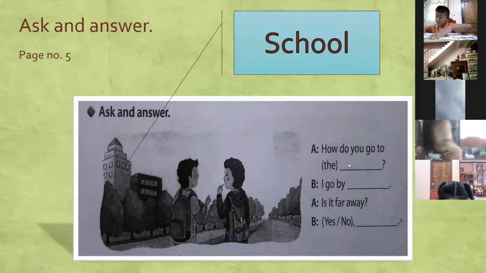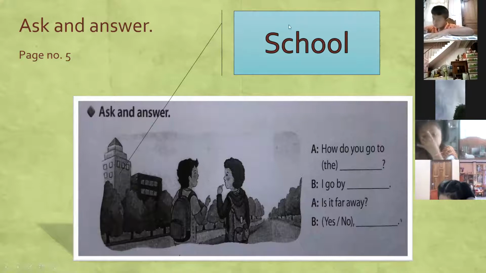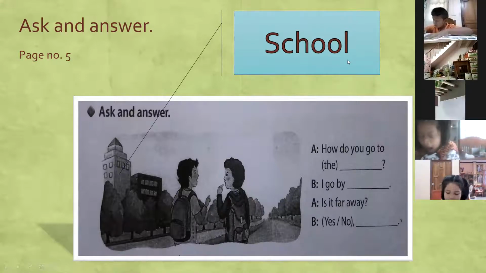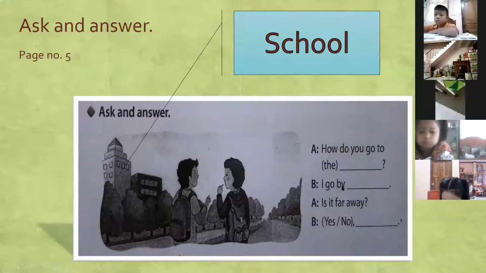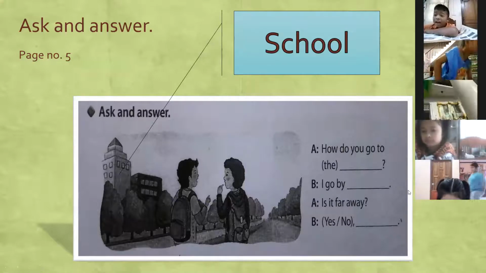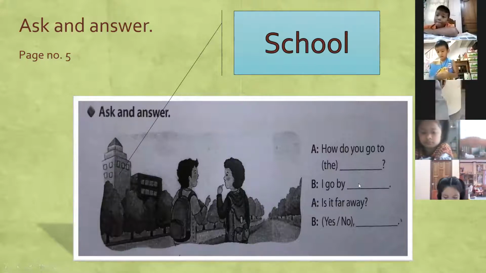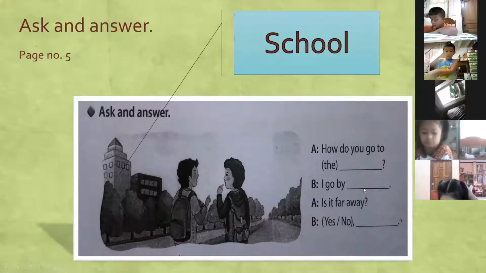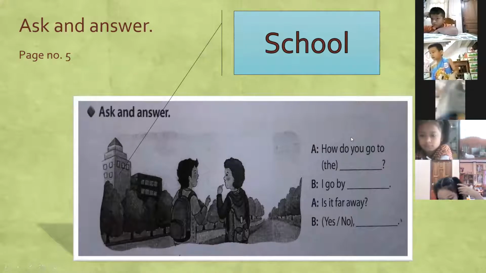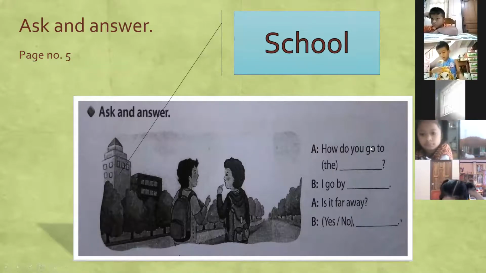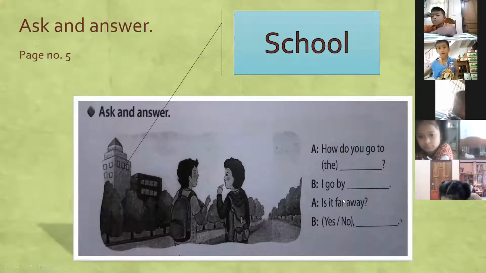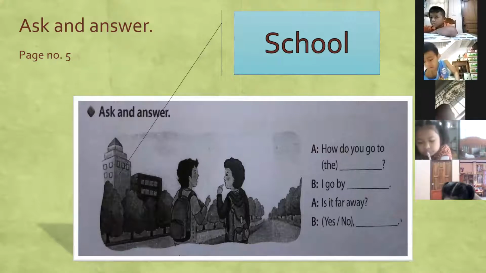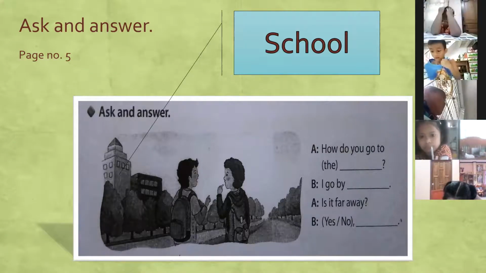So how do you go to school? You're going to write this one. How do you go to blank? Then you will answer: I go by blank. You go by what? You will write your answer here. How do you go to school? I go by what? Motorcycle, car, bus, bicycle. What is it?